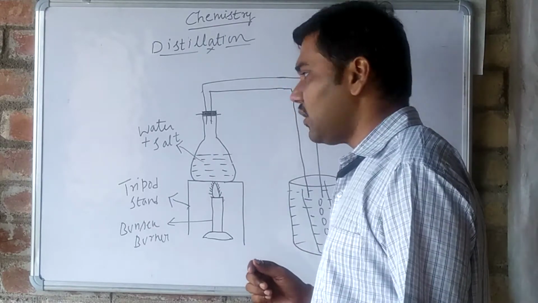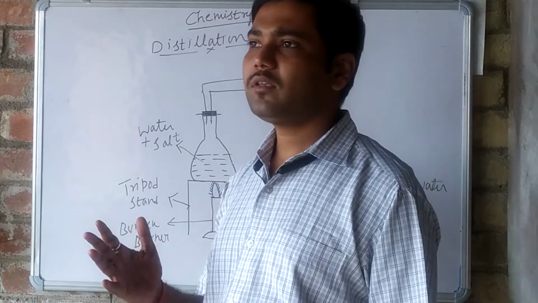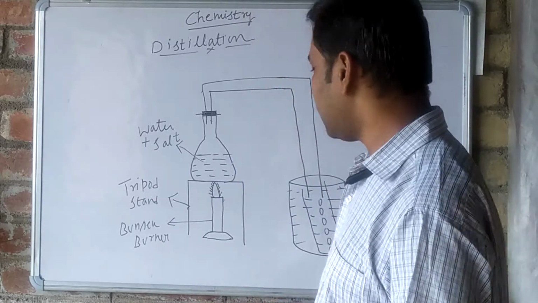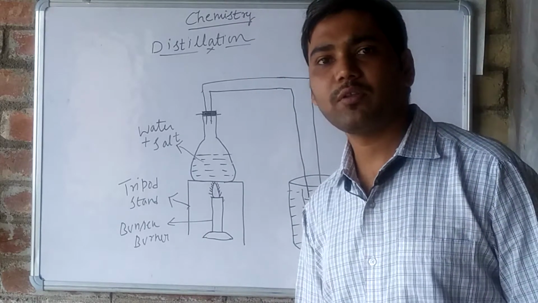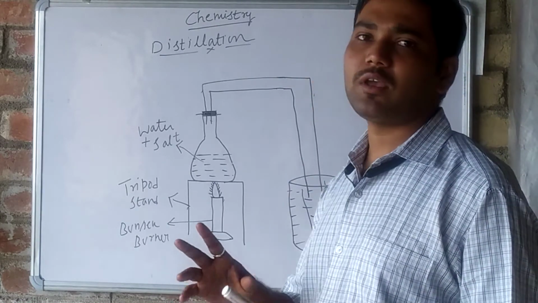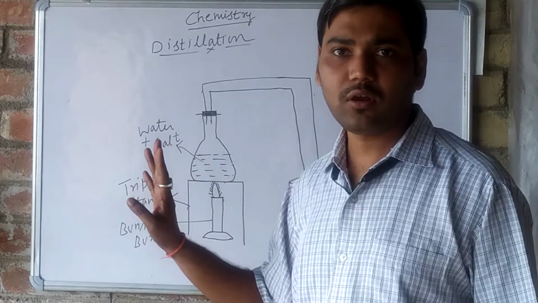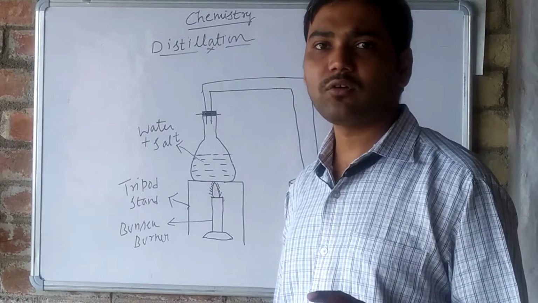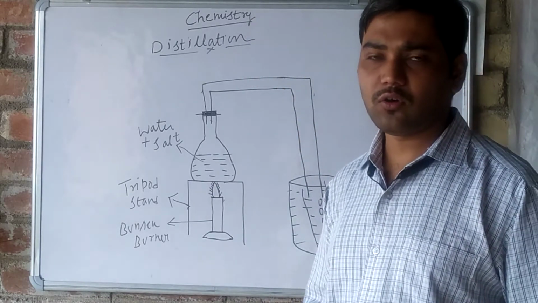What happens in distillation? By the process of distillation, we will get distilled water at the end, and that distilled water does not have the taste of salt or sugar which we have in a solution. Like here, in the solution we have water and salt. That means after distillation, the distilled water does not have the taste of salt in it.